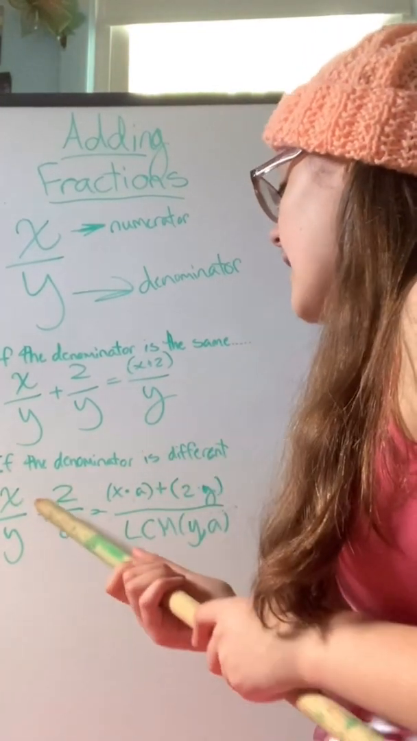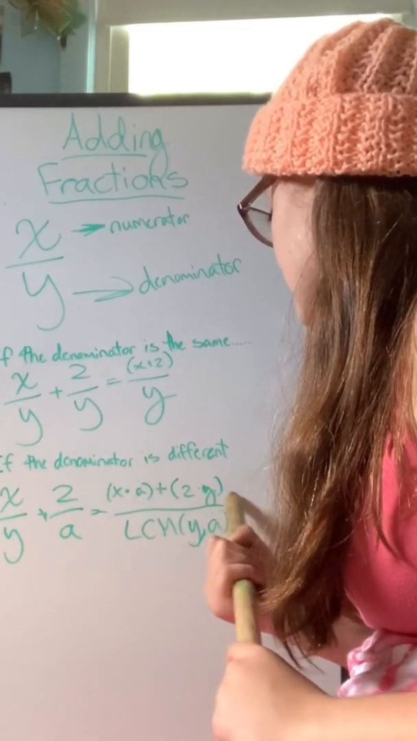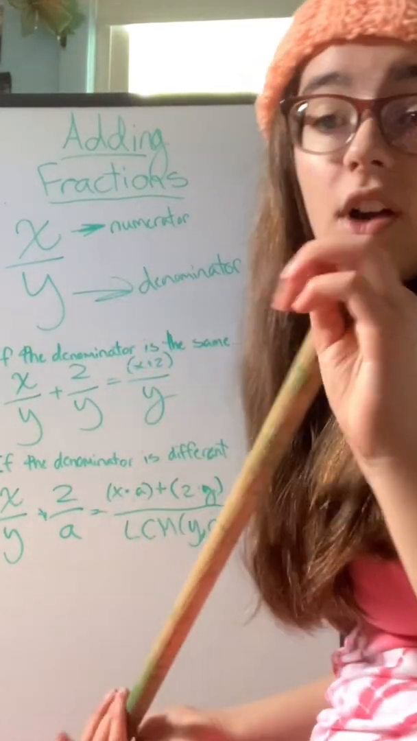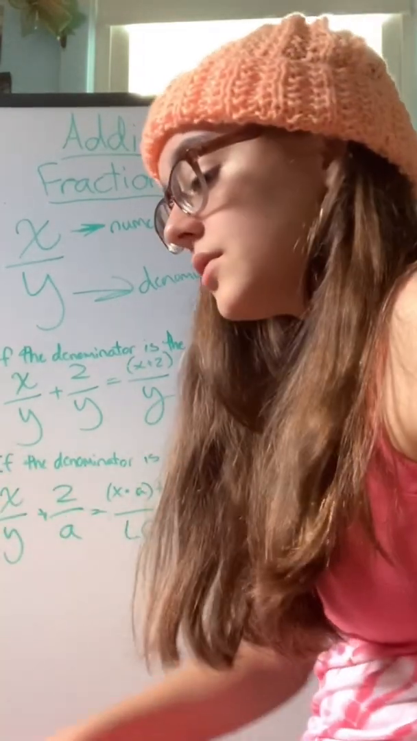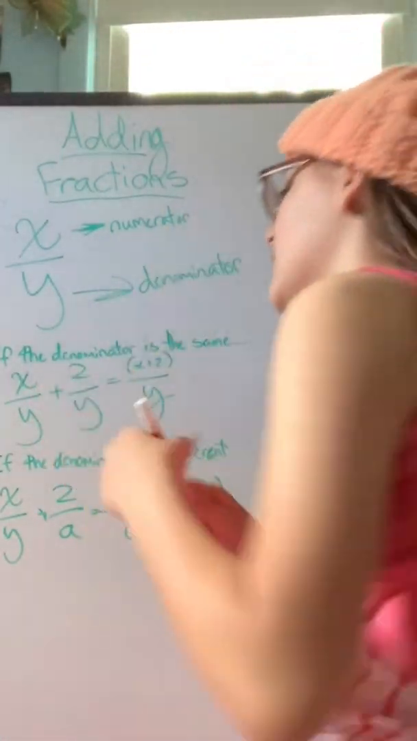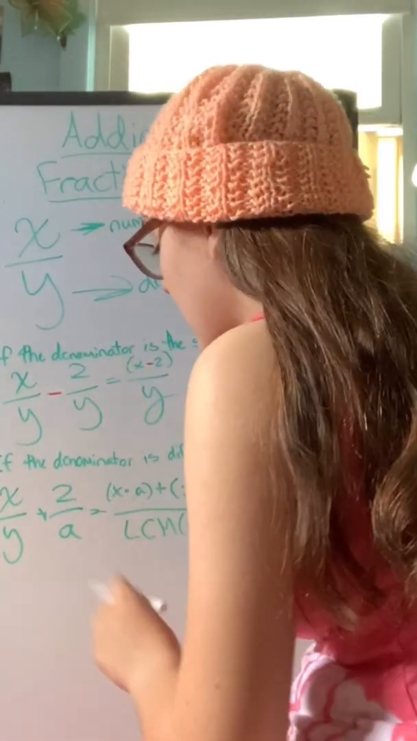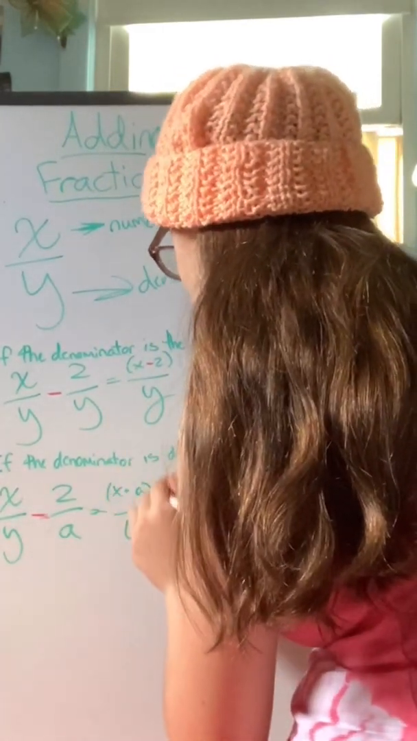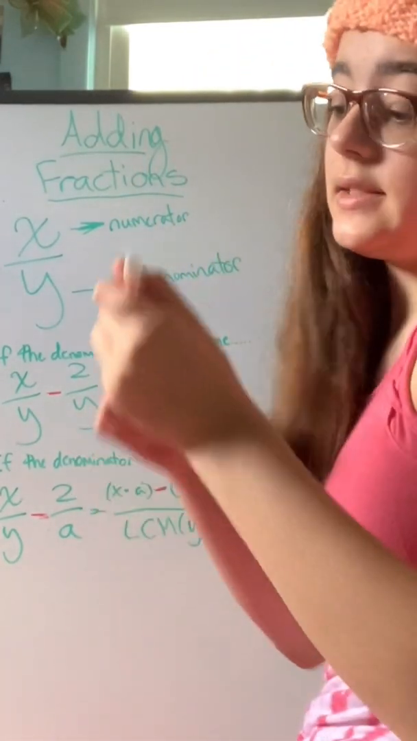It's x over y plus z over a equals x times a plus z times y over the LCM of y and a. It looks hard at first, but it will be much easier when we get to it. And these rules also apply for subtraction as well. So if the denominator is the same, it would be x over y minus z over y equals x minus z over y. X over y minus z over a would be x times a minus z times y over the LCM of y and a.